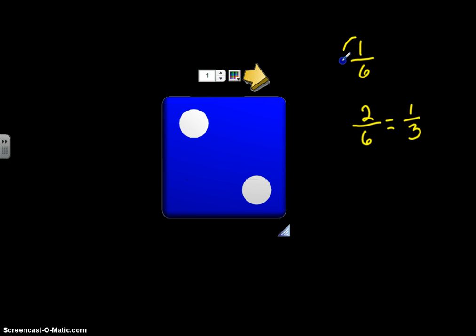Here's the theoretical probability, 1 out of 6, but in our experiment, it was 1 out of 3. Okay, these will not ever match up. Well, they may every once in a while. But the more we roll this, if we were to roll this 100 times, this number here would get closer to this number. Okay, so the more experiments we do, the more the experimental probability will get closer and closer to the theoretical probability.